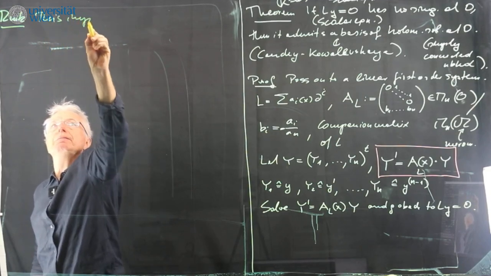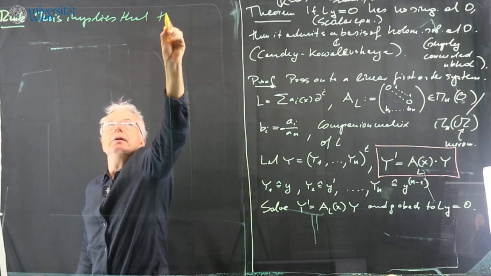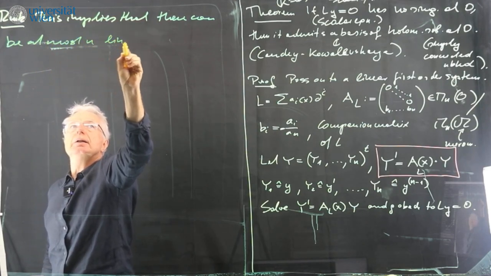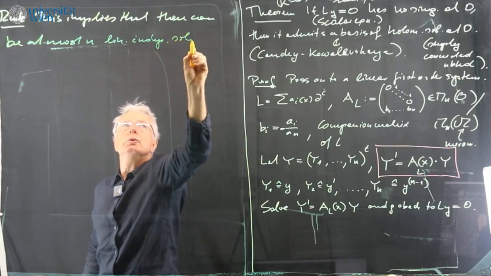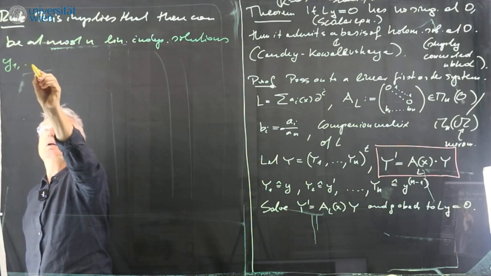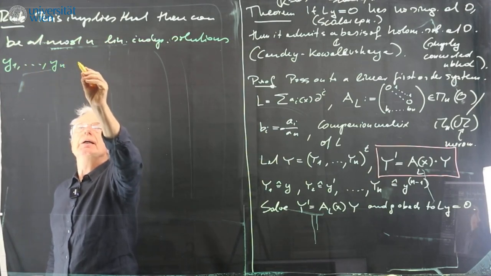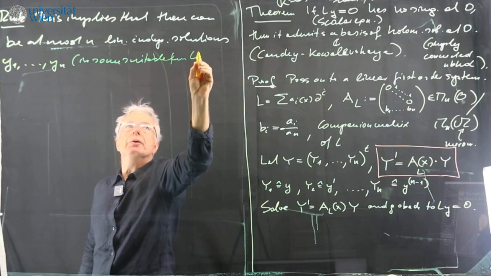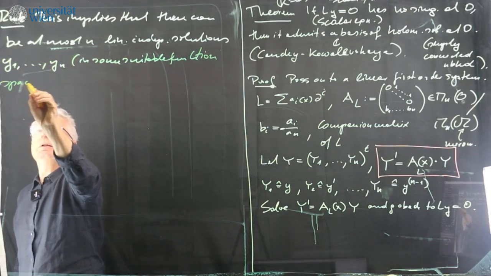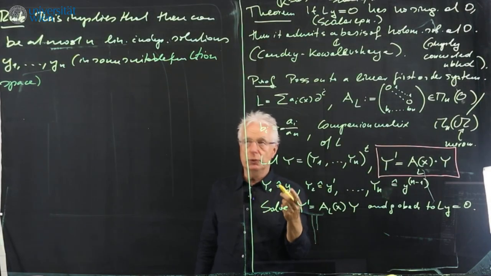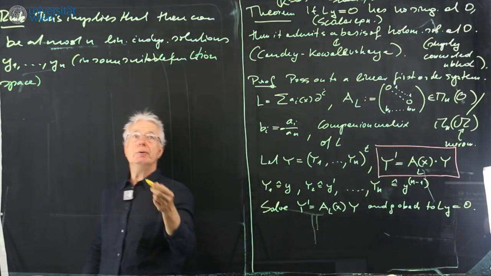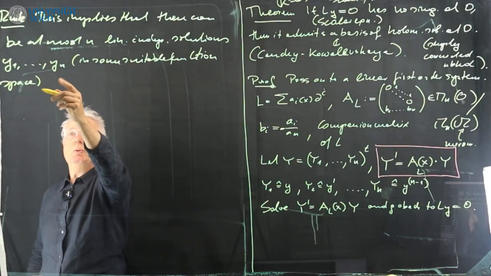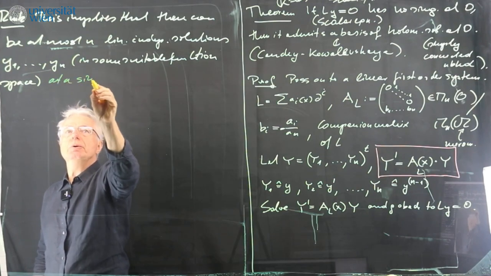So let me write this down. This implies that there can be at most n linearly independent solutions y_1 up to y_n in some suitable function space. We have already seen that O itself, the holomorphic functions, won't suffice. We will have to look at logarithms at least. There can be at most n linearly independent solutions over the complex numbers, y_1 up to y_n, at a singular point.